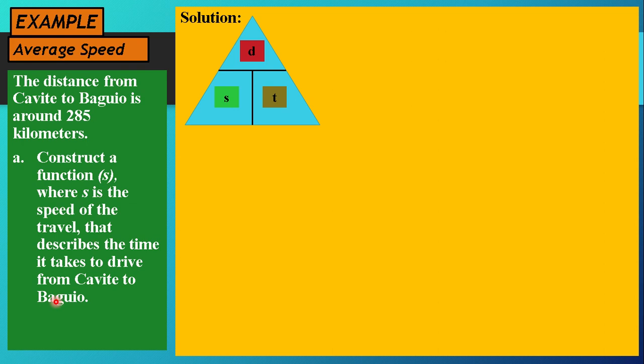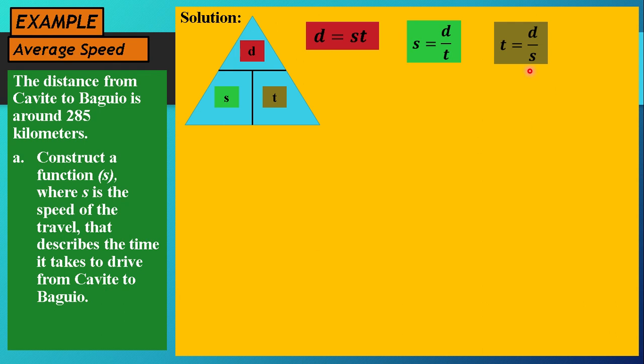So ang unknown natin dito ay time kasi pinapakonstruct tayo ng function which describes the time. Kaya ang unknown ay time. Kaya ang gagamitin nating formula ay T is equal to D over S. So ganito yung gamit ng ating DST triangle. So itong nandito sa taas, yan yung distance. Itong nasa kaliwa, yung speed. Itong nasa kanan, yung time.